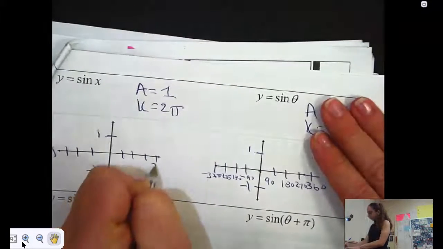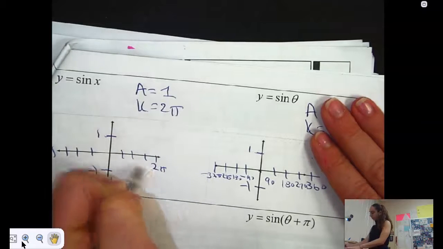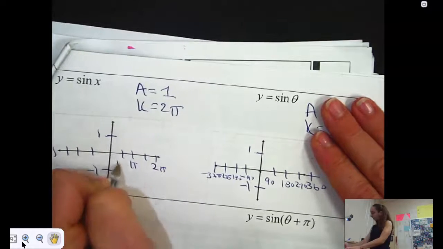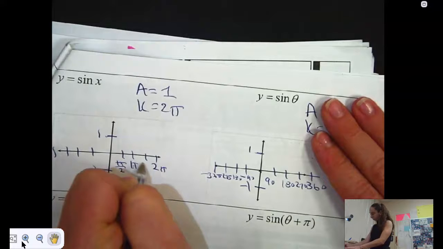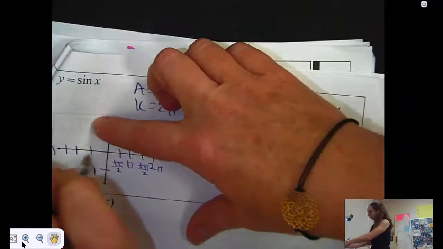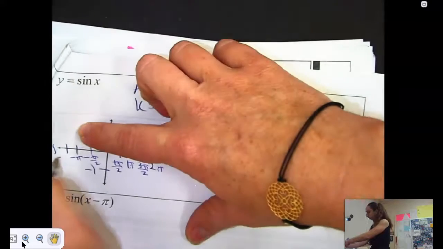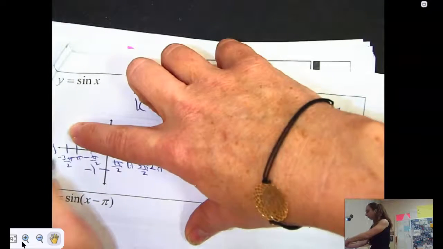But the same thing here. This is 2 pi. What's half a 2 pi? Pi. What's half a pi? Pi over 2, and this is 1, 2. Pi over 2. Negative pi over 2, negative pi, negative 3 pi over 2, negative 2 pi.